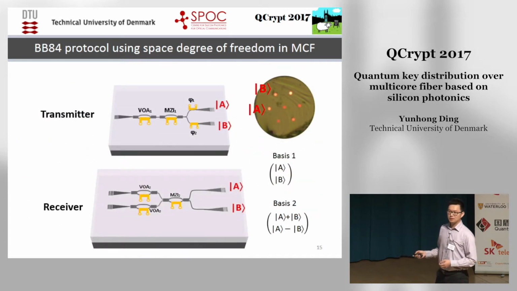So if we need to implement this simple protocol in multi-core fiber, then we can define these two cores, A and B, carrying the quantum states. On the transmitter side, we first need a VOA to tune the intensity of the pulse to generate decoy states. Then we use a Mach-Zehnder interferometer to split the beam either to A or B, or to have a superposition of A and B. On the receiver side, similarly, we have a VOA to balance the loss and also use a second Mach-Zehnder interferometer to detect the quantum states in different bases.